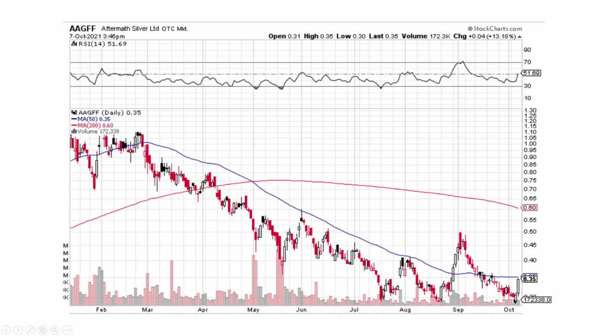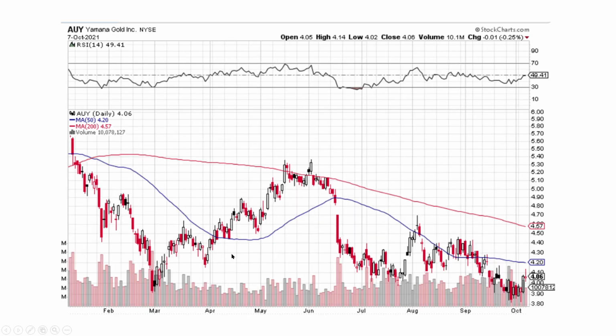And Aftermath Silver looks like we've got some life in it. I did buy down here. Ha ha, everyone, I got some. I'm riding this thing higher. And it's good because I've been watching this thing like a hawk. And Yamana Gold, looks like this thing had a big buying pressure day yesterday, small down day. Let's see if it can continue up.